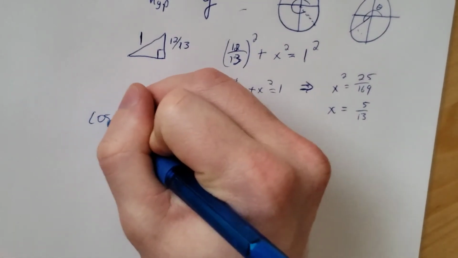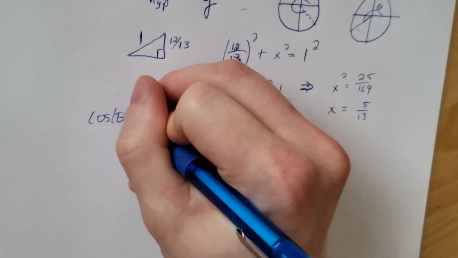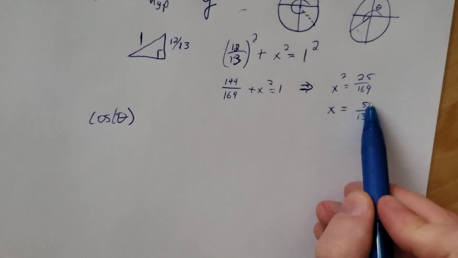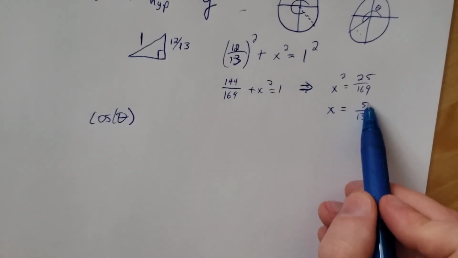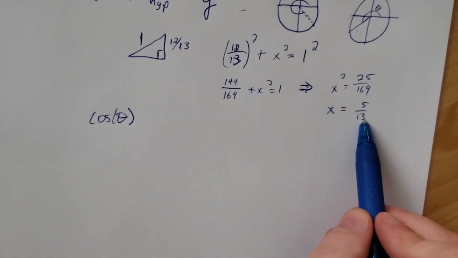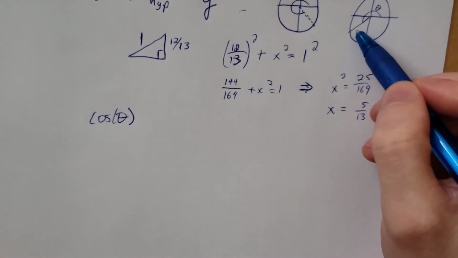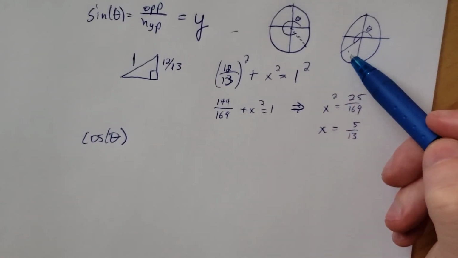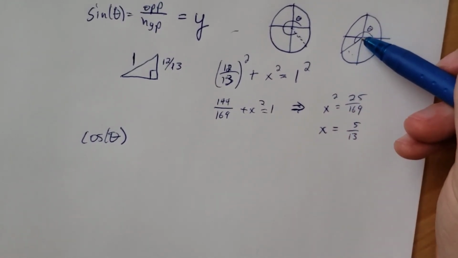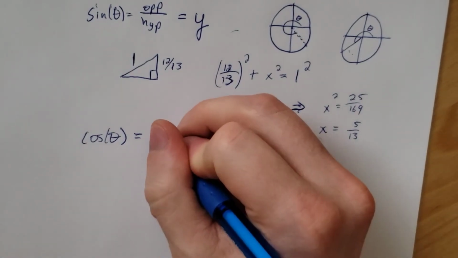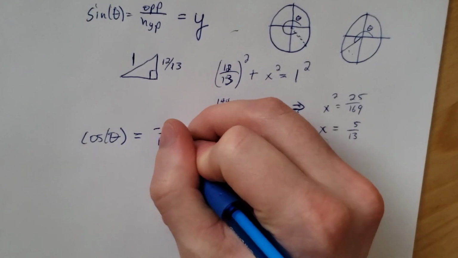Let's start with cosine. What is cosine of theta? Cosine of theta is the x value, which we just said was 5/13, but let's be a little careful here. I was keeping everything positive for this calculation. We are actually in the 3rd quadrant, right? And so our x value is negative. So this cosine of theta is negative 5/13.